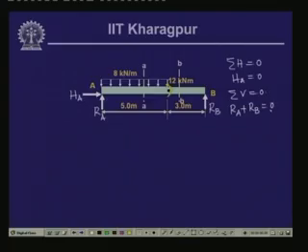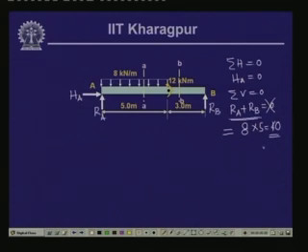Sorry, this is not equal to 0, because here we have the load which is uniformly distributed. So, this is not 0. This is equal to 8 kilonewton per meter multiplied by the length 5 meter. So, 8 into 5, so 40 kilonewton is the value for RA plus RB.